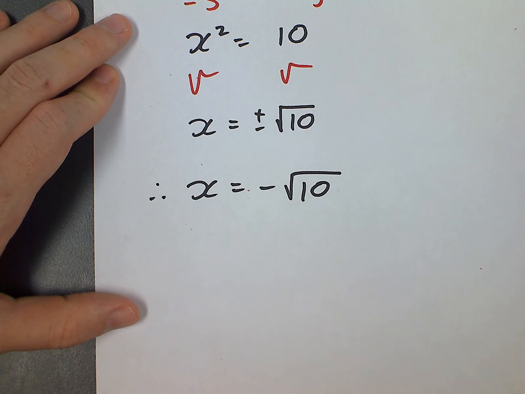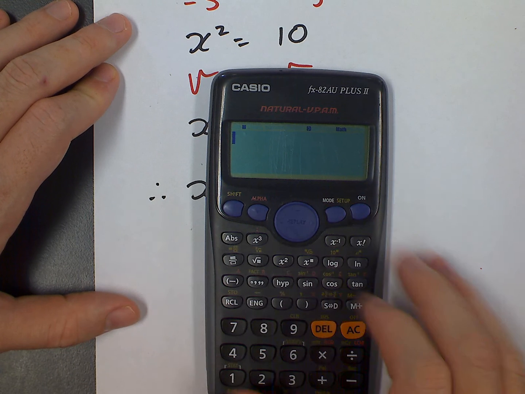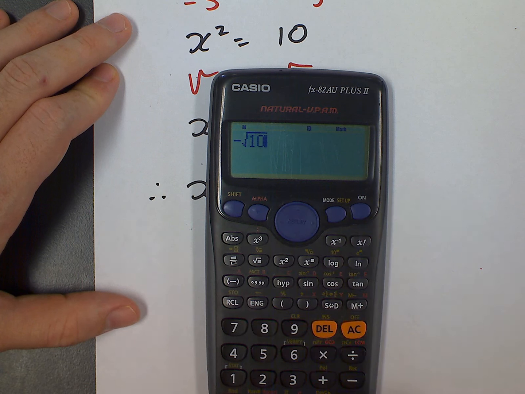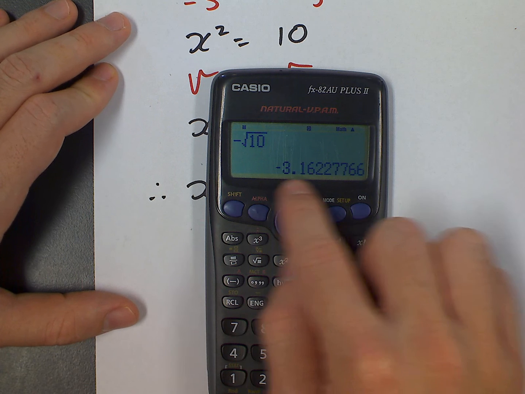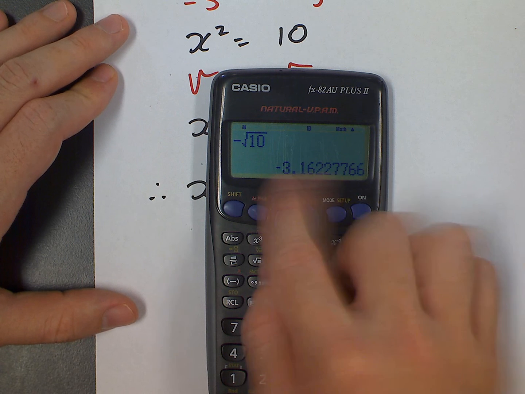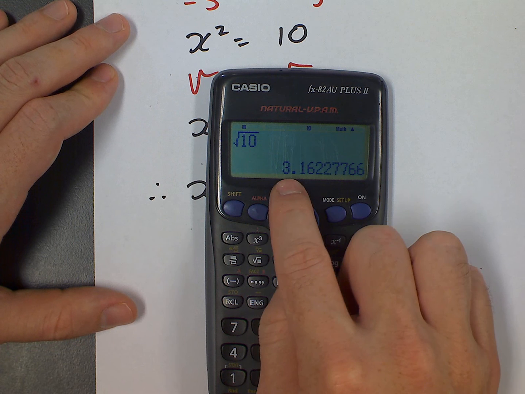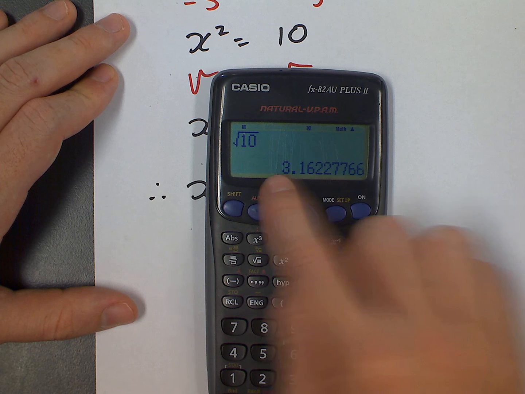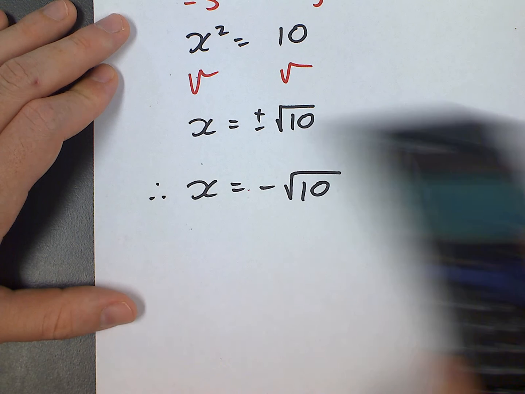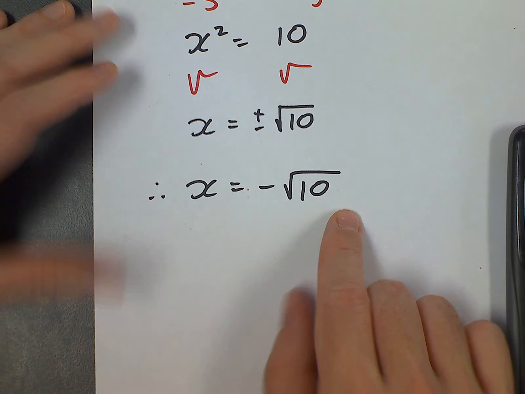Because whatever that number is, let's put that in. Minus the square root of 10, it's negative 3.16, whatever that is, but that is less than 0. If I just said the positive version, that number is above 0, so that cannot be our solution. Okay? So this would be our answer.